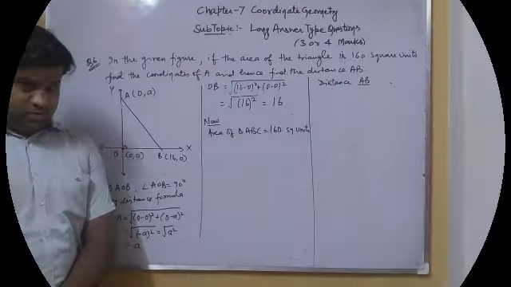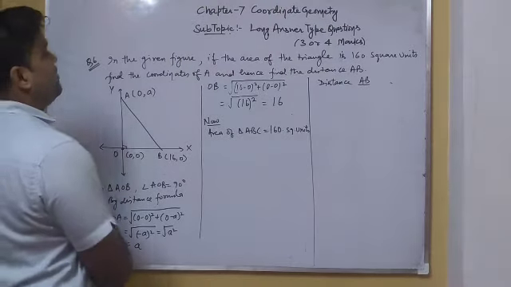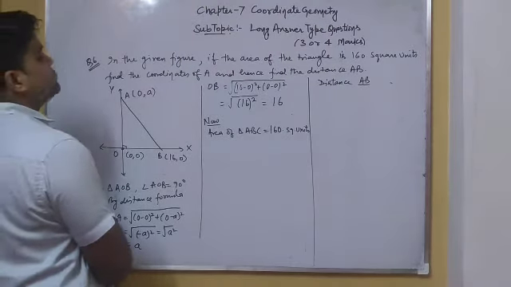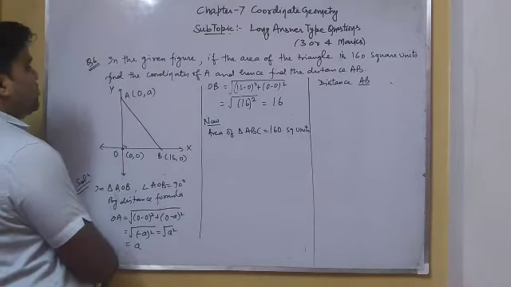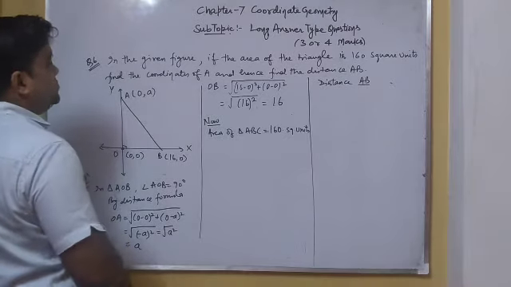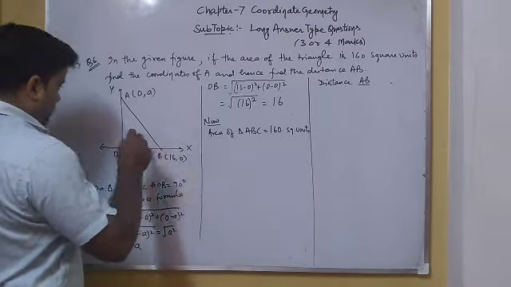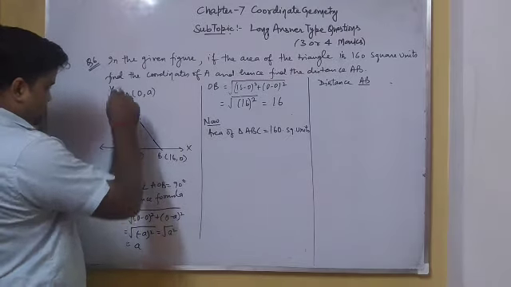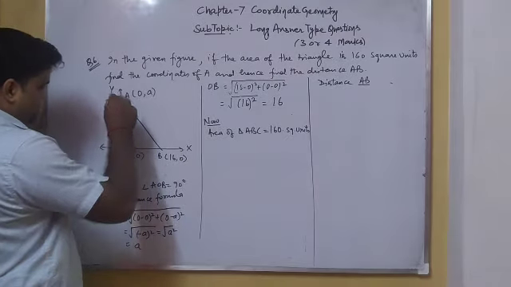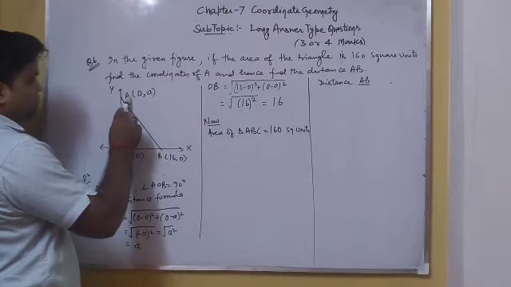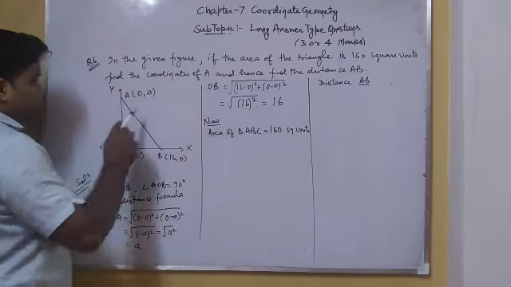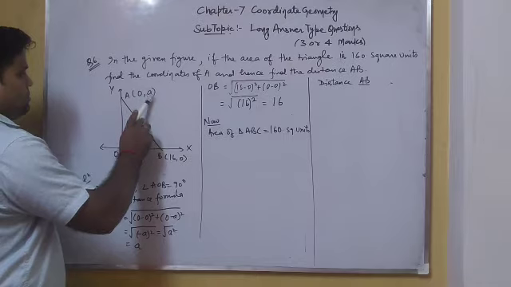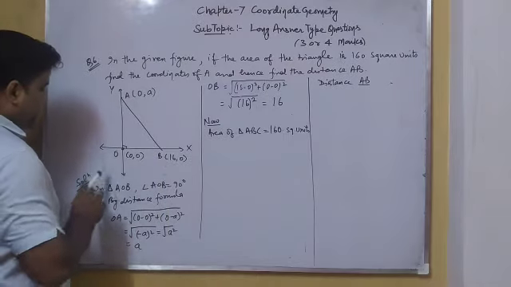Now let us come to question number 6. In the figure, if the area of the triangle is 160 square units, find the coordinates of point A and hence find the distance AB. Here the figure is given; this is the x-axis and y-axis. So here we have to find the coordinate of this point A, that is, the value of A.